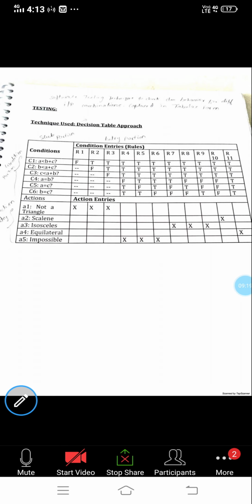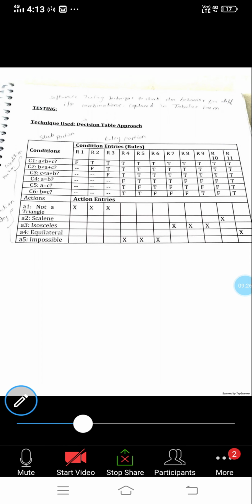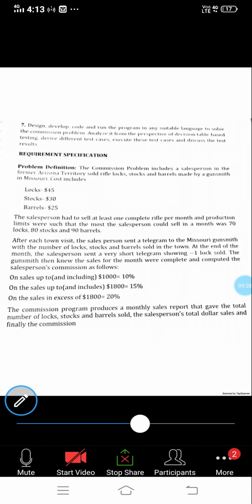I think this is done in the theory, right? Decision table I have already done in the theory. You already know how to write it. I'm just showing you again. Okay, we'll go for the next program now.